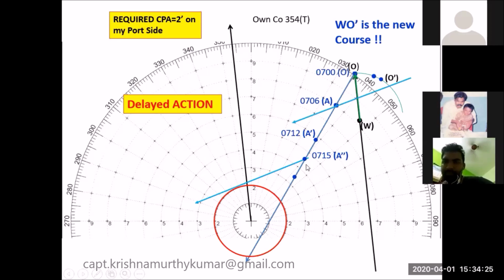This again is delayed action at 7:12. He gave the order. At 7:18, the ship completed the new course. So we normally take half the time interval and then do the relative plotting.